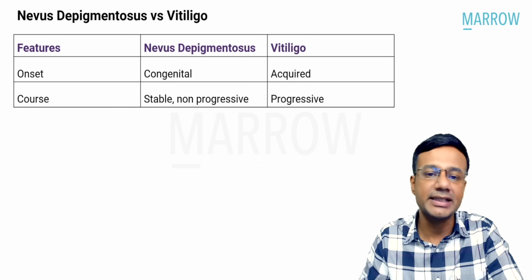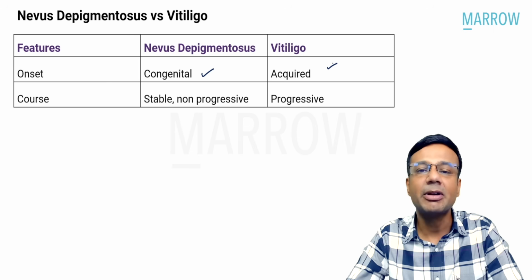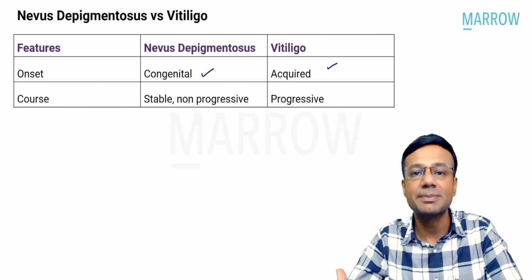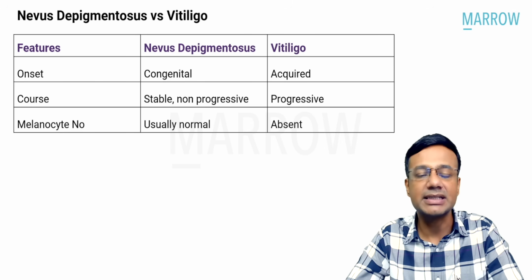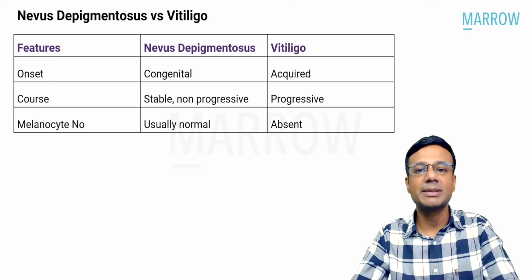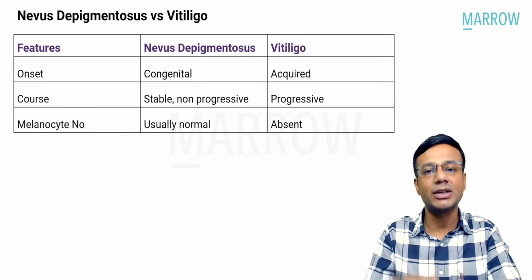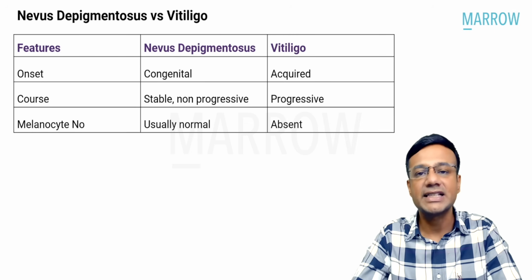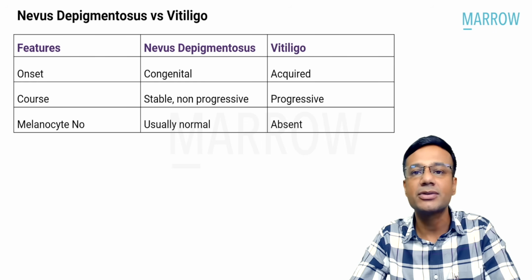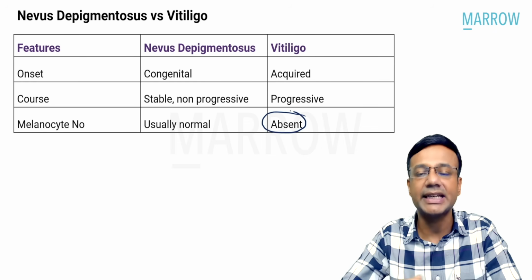Number one, this I already mentioned, congenital; vitiligo is acquired. Nevus depigmentosus is a stable condition, vitiligo is progressive. The melanocyte numbers are generally normal in nevus depigmentosus. That is because the problem here is defective transfer of the melanosome from the melanocyte to the keratinocytes. Whereas in vitiligo, there is destruction of the melanocyte because of an autoimmune process. That's why the melanocytes are absent in vitiligo.